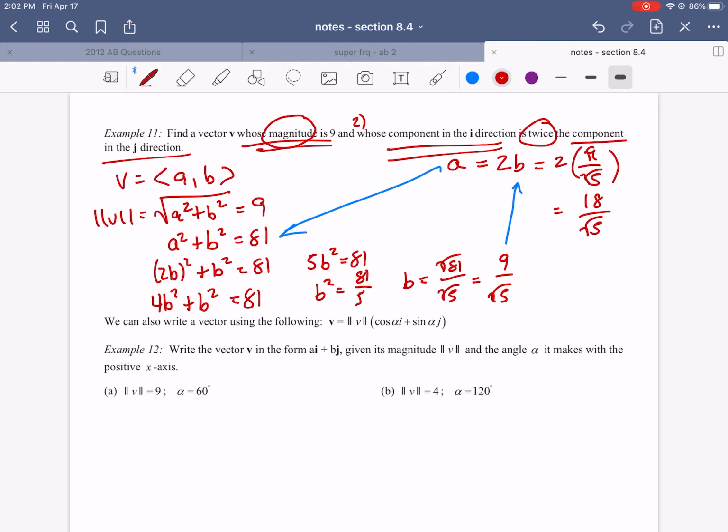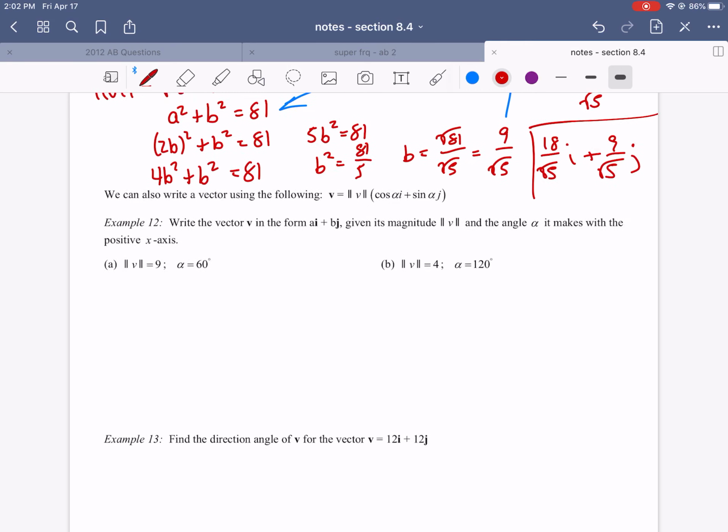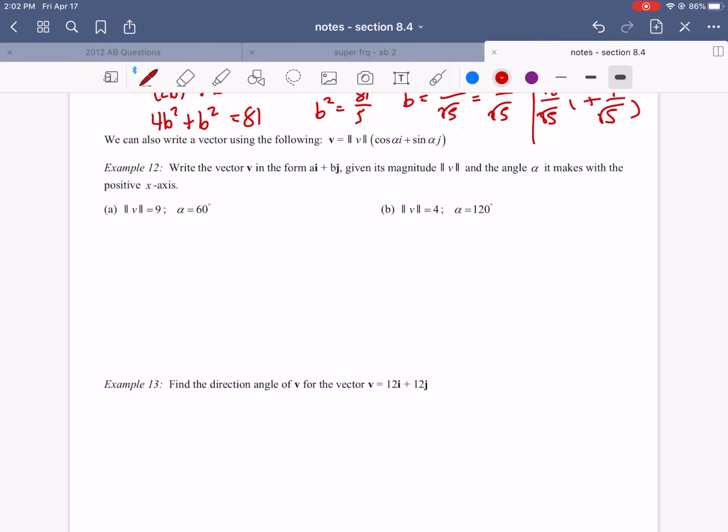And how we want to write our answer is in ij form. And so I'm going to put my answer right here. This will be 18 over the square root of 5 times i plus 9 over the square root of 5 multiplied by j. Okay, example 12: it says we can also write a vector using the following, and this is going to look a lot like polar form, except it's not imaginary, so don't really think about it in that term, but the formula is very similar.